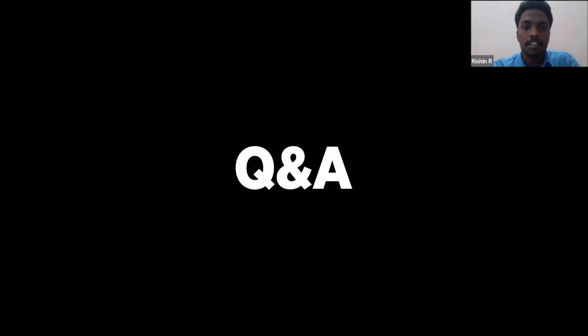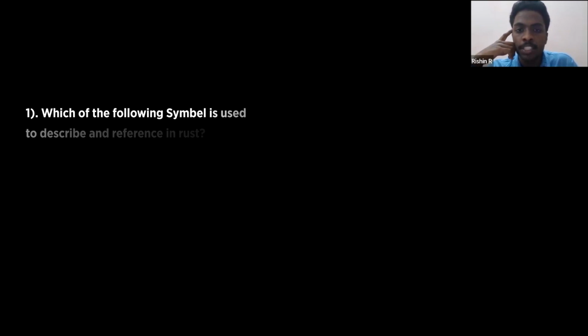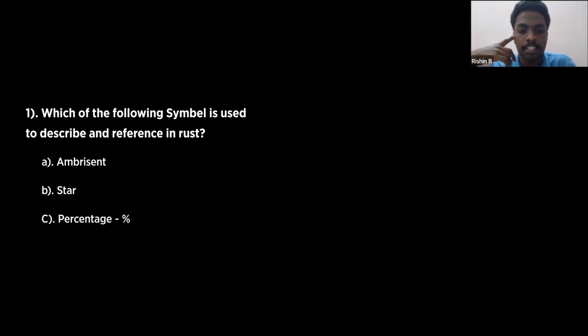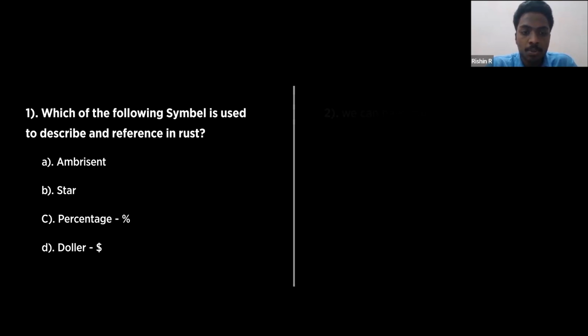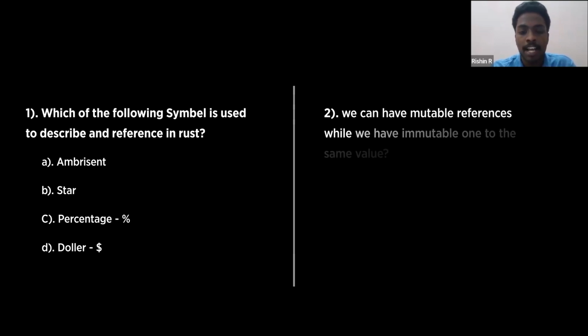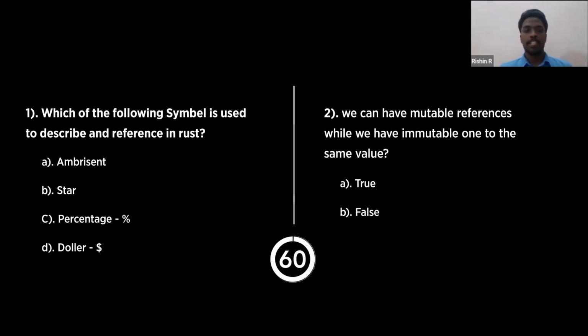I'll launch the questions. Question number 1 is, which of the following symbols is used to describe a reference in Rust? Option 1 is an ampersand, then we have a star, then a percentage, and then a dollar sign. The second question is, state whether true or false: we can have a mutable reference while we have an immutable one to the same value. Option A, true. Option B, false. Take your time, think over what has been said, and answer wisely.